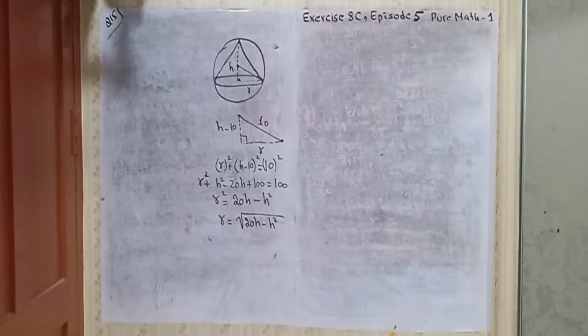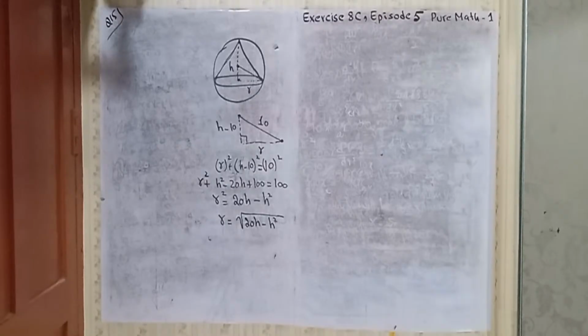So it's the square root of 20h minus h square. I thought they asked us to represent h in terms of r, so that's why I was going the other way. Now, when I read it again, they say to represent r in terms of h. So we are done with that. This is how you do question number 15's A part.